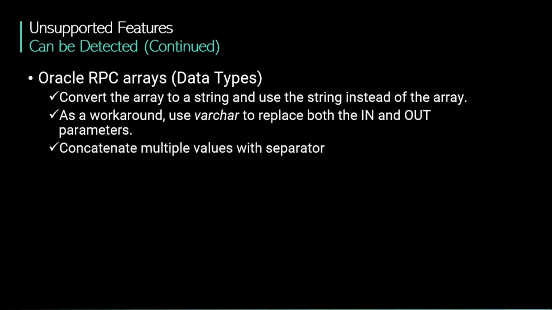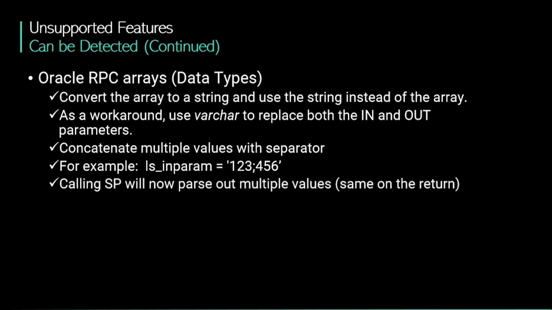Concatenate multiple values with a separator. An example here is the input parameter 123 semicolon 456. So that represents two input parameters, all concatenated, with the values in between. The stored procedure will now parse out the multiple values and put them in the appropriate variable. Same thing on return. If the stored procedure returns you an answer, you can parse that answer out as well, so that everything between the semicolons is a different value for a different PowerBuilder instance variable.